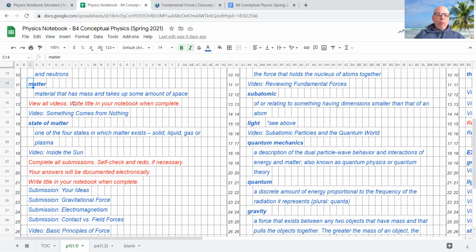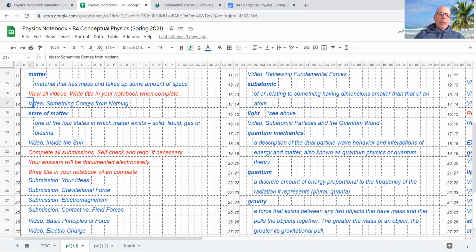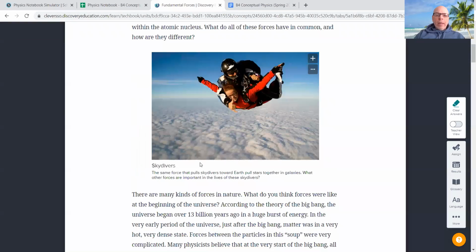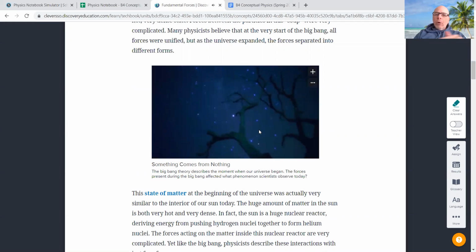Then it says view all videos. Write the title in your notebook when complete, so you're making a record of the fact that you watched this video. "Something Comes from Nothing." When you watch this video, you just watch it and enjoy it and try to think about what it's teaching you, but you don't have to take notes on it.